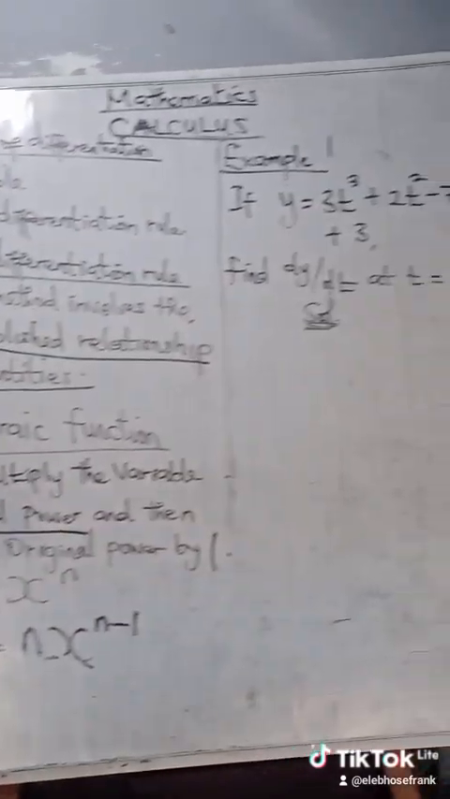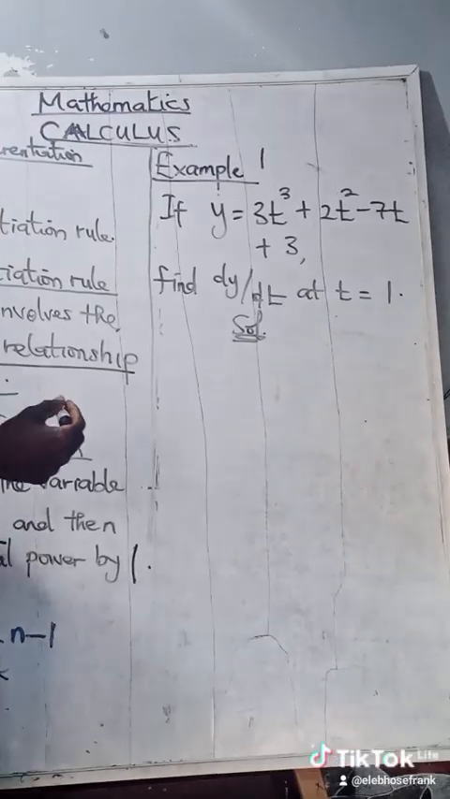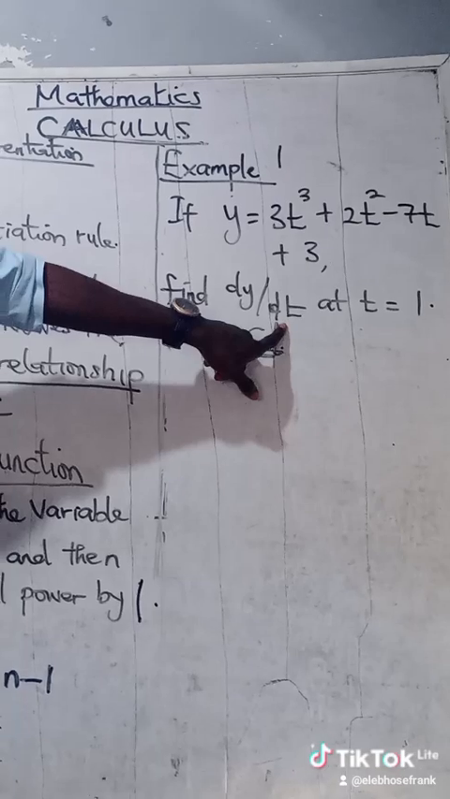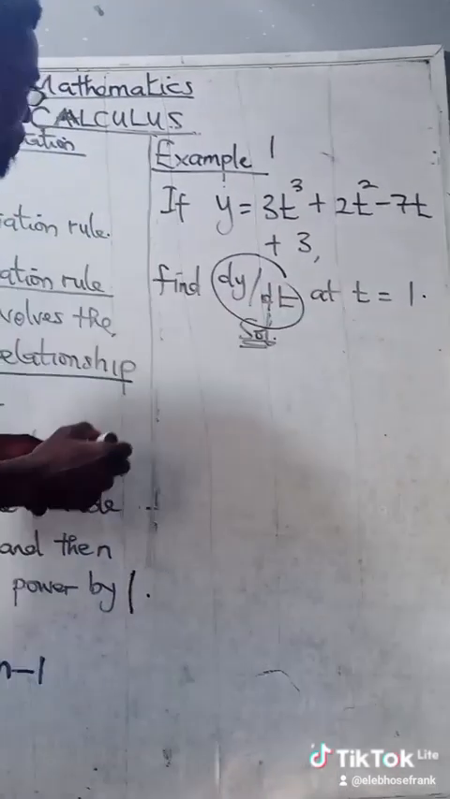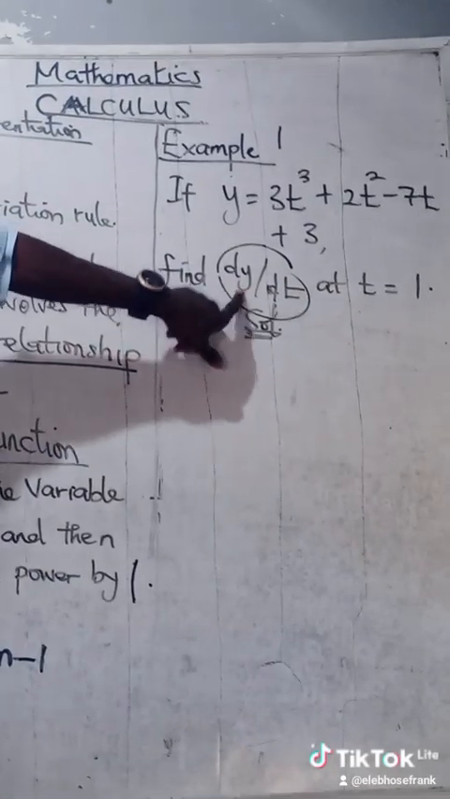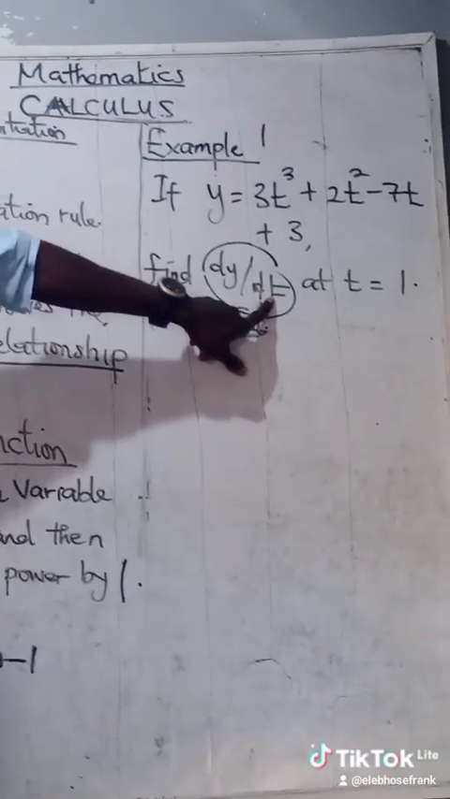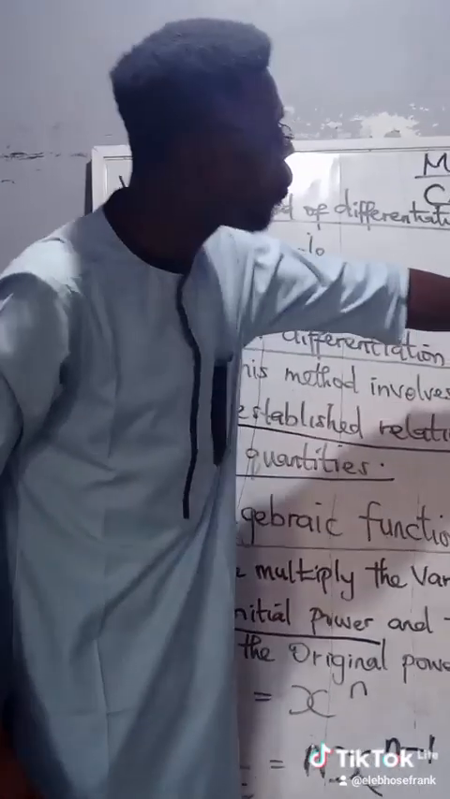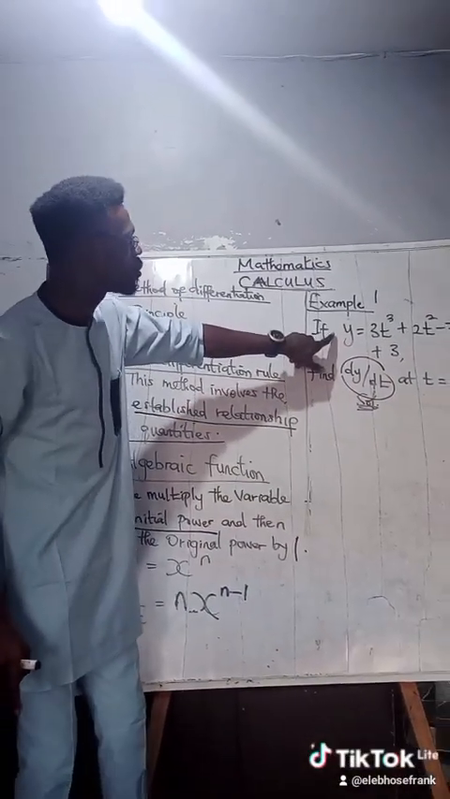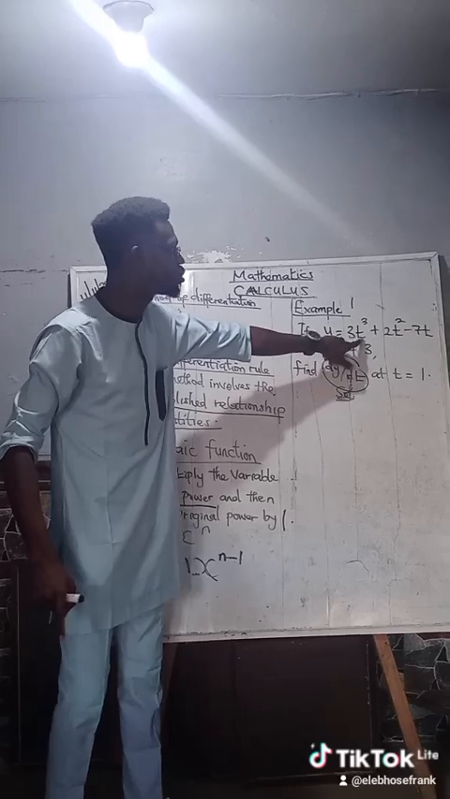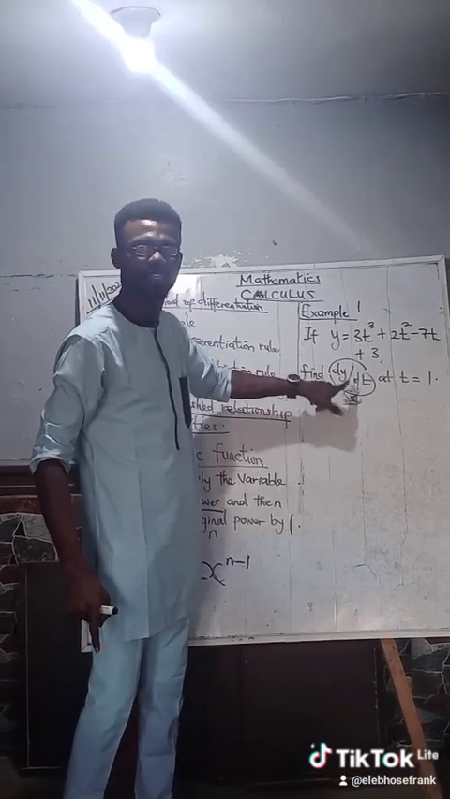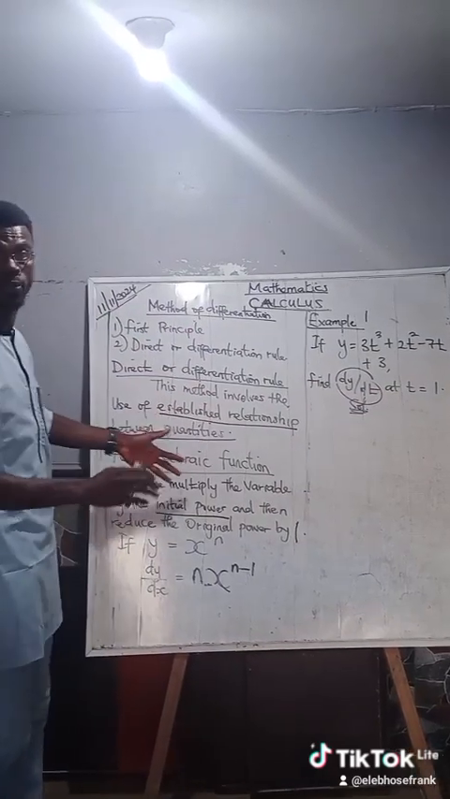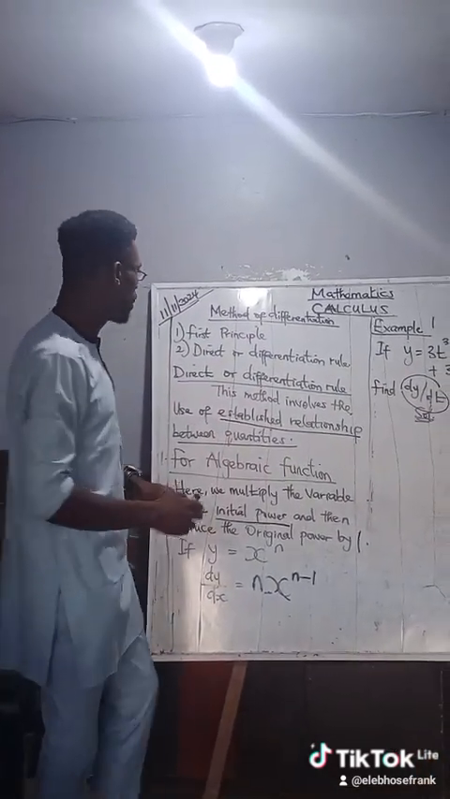Now let's take an example. If y equals 3t cubed plus 2t squared minus 7t plus 3, find dy/dt. What do you mean by dy/dt? Don't be confused. It simply means differentiate y with respect to t. Remember, in differentiation we are looking at the rate of change of a function with respect to one of its variables. In this case, the rate of change of the function y with respect to t. So dy/dt, differentiate y with respect to t at t equals 1. How do we go about this? This is an algebraic function, so let's apply the relationship here.